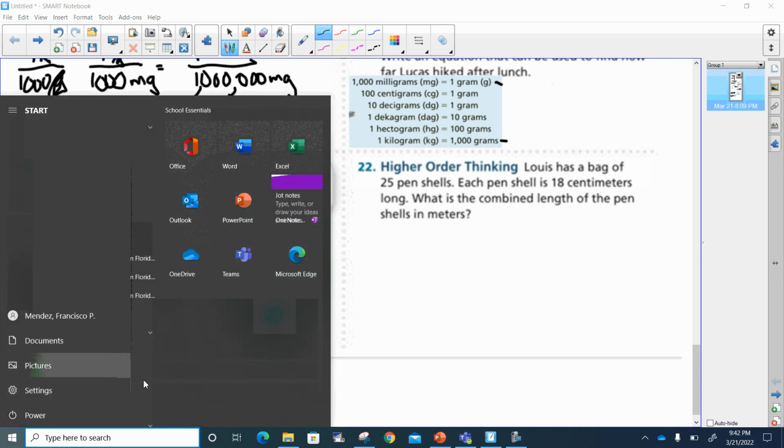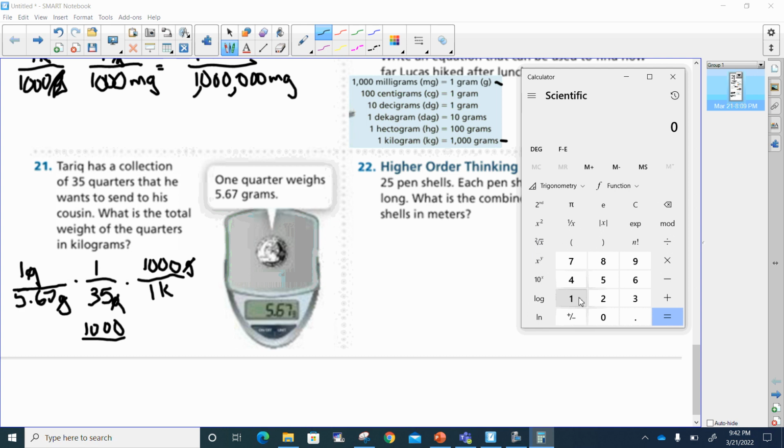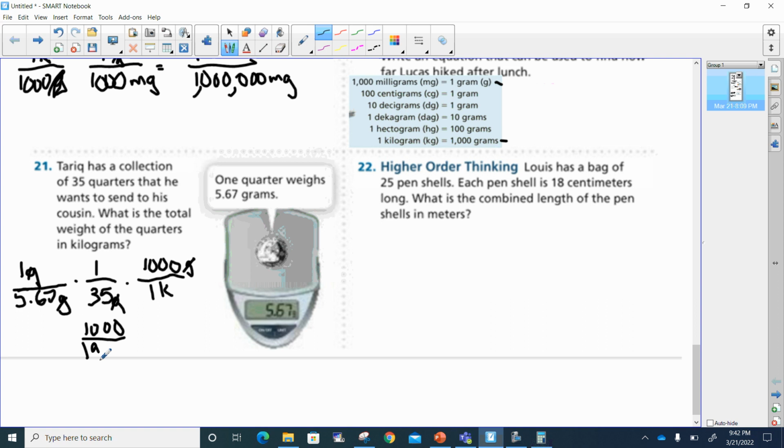Let me use the calculator here. 5.67 times 35. That's going to be equal to, wow, okay, 198.45. We're taking 1,000 and dividing it by this.